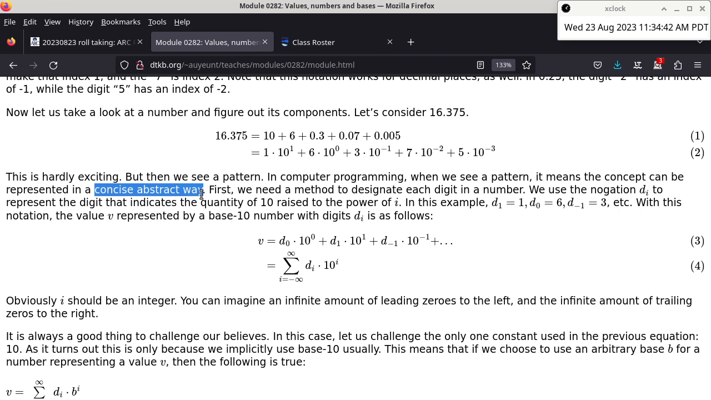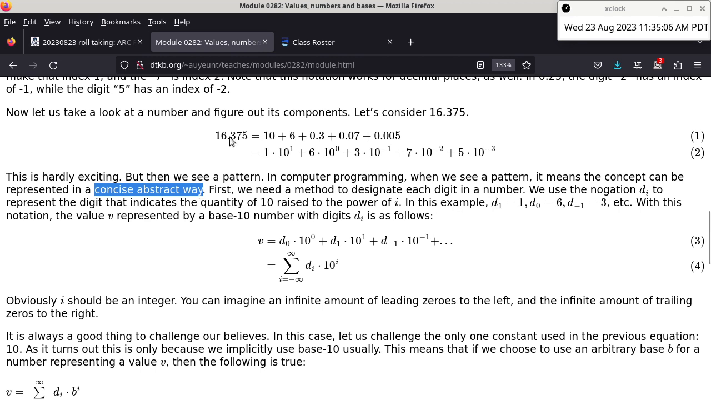D subscript I, at least in this case, is telling me how many 10 to the power of I I have in a base 10 number. So we are starting with base 10 because we feel comfortable with base 10. Are we good so far? Does everybody understand that particular sentence? Okay, all right, so we shall move on.